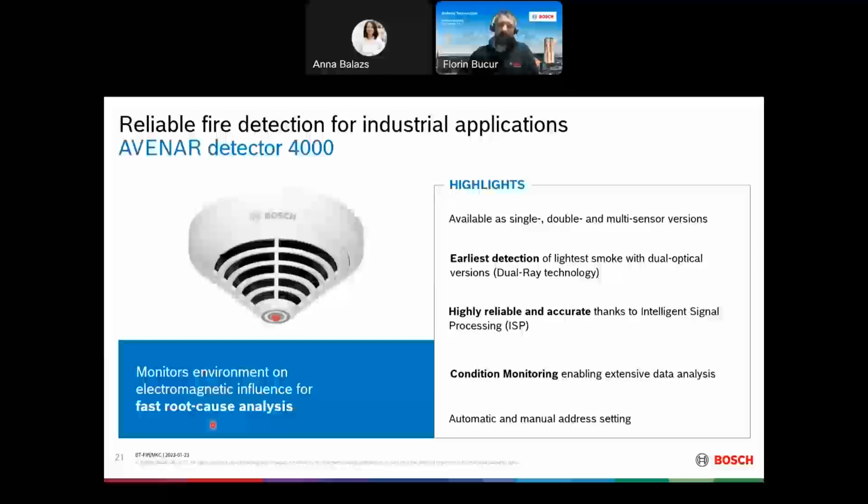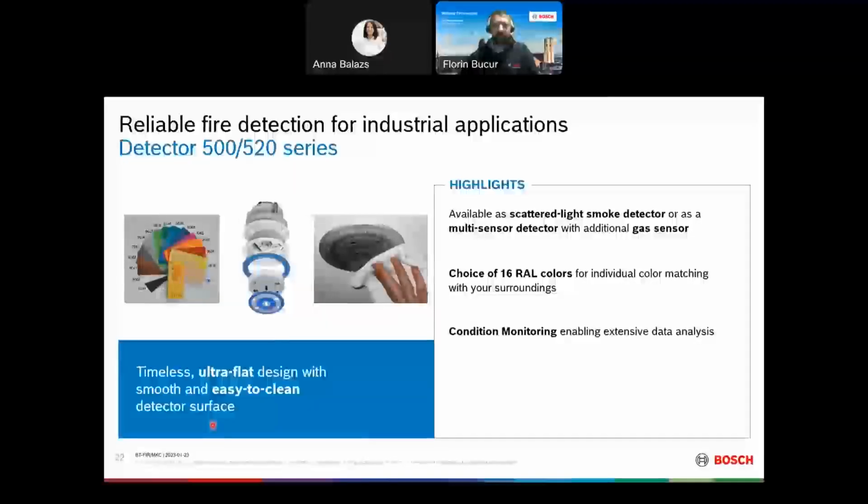Good. And the other detector series that we are talking about is the 500, 520 series. And this is what we call the invisible detector. You can see it here in the picture that it's flush mounted into the surface of the ceiling. So basically there's no physical optical chamber, because there's a kind of virtual optical chamber there. The detection is taking place around 5 centimeters below the surface of the detector.